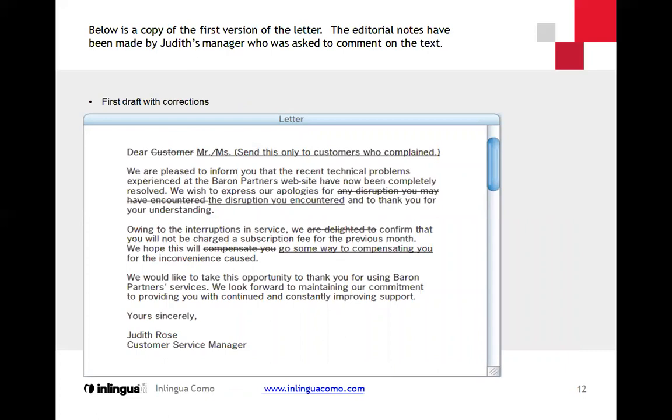Here is our solution to the exercise. Below is a copy of the first version of the letter. The editorial notes have been made by Judith's manager, who was asked to comment on the text. So, dear Mr. or Ms. with the customer's surname, to personalize your email.